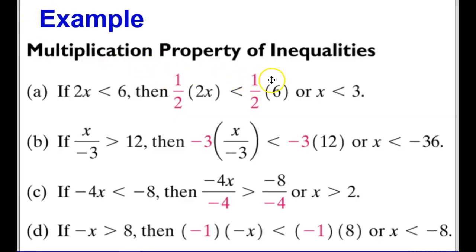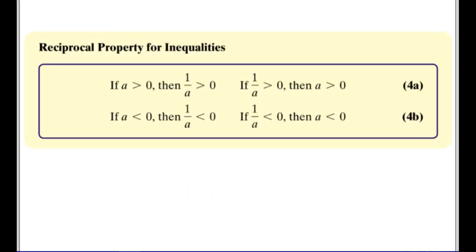Okay, so here's just an example walking through this. So here I have 2x is less than 6. So if I multiply them both by 1/2, I end up with x is less than 3. Okay, so I can just use these properties to help me simplify and solve.